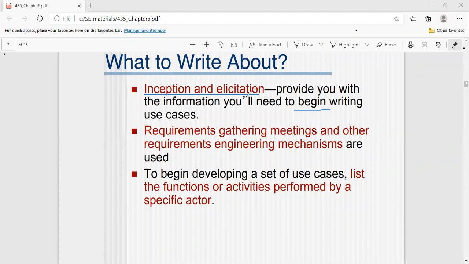So for that, in the first step, we should consider the inception and elicitation phases related to a project. Those two phases have the information about a project, whichever we have collected from the stakeholders. Clear? Coming to the second point, requirements gathering meetings and other requirements engineering mechanisms are used.